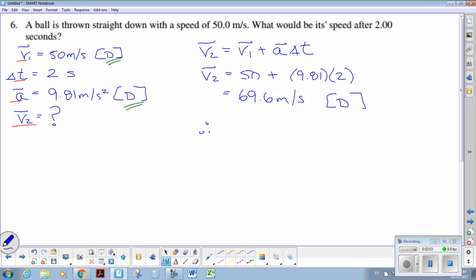So therefore, velocity after 2 seconds will be 69.6 meters per second. And there you go. That's all there is to number 6.